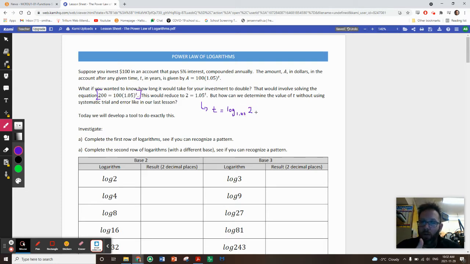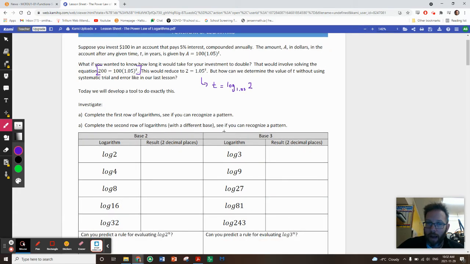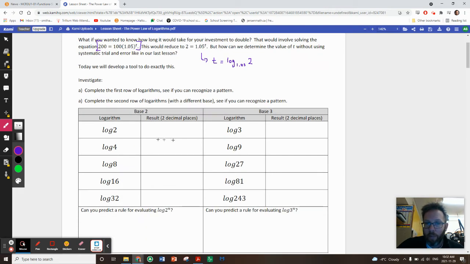However, right now, we don't have a tool to do this on our calculators. Our calculators can only do logs base 10 using your log button. So today, we're going to learn how to calculate these on our calculator and develop a rule to help us solve equations like this. So first of all, to motivate the power law of logarithms, a little bit of a numerical investigation for you guys to do.